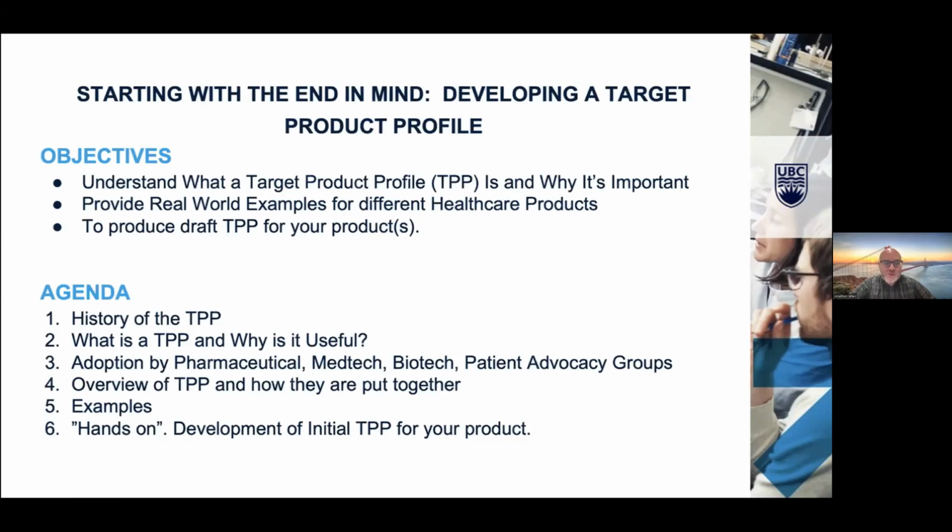And so actually today our objective is not to produce a draft TPP. That'll be upcoming for some of the folks in the Nanomedicines Innovation Network sphere. I think there's about 6 companies that are going to be doing that. But I'll go through the history of a TPP, what it is, why it's useful, the adoption of it as a tool in different spheres, pharmaceuticals, medtech, biotech, as well as patient advocacy groups and the UN as well. How they're put together, some examples, and then hands-on, we'll talk about really how to find information for your TPP. And then for the companies that we'll be working with, we can go through together in the future what that actually looks like.